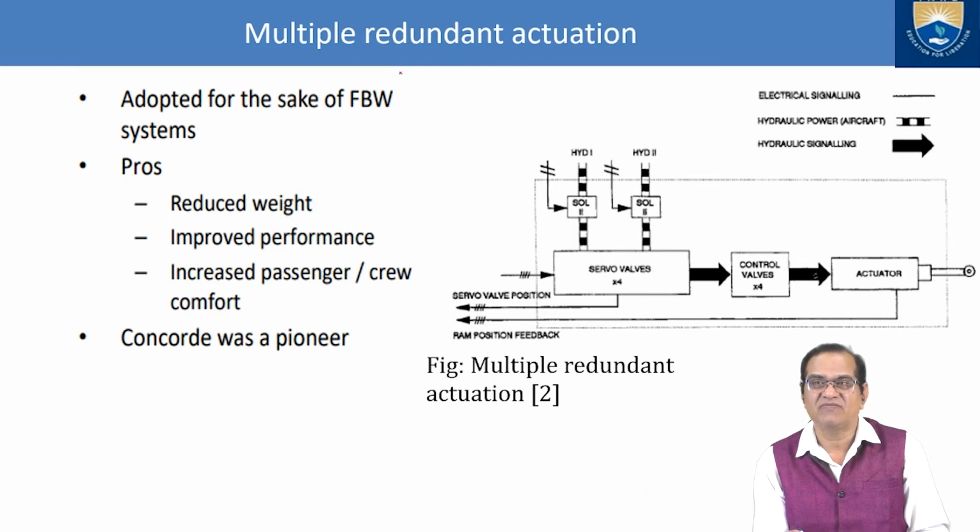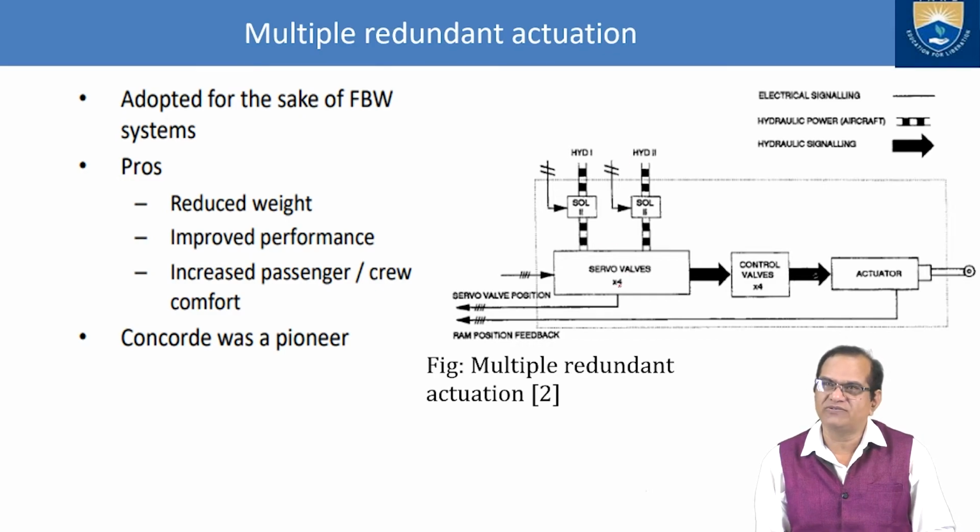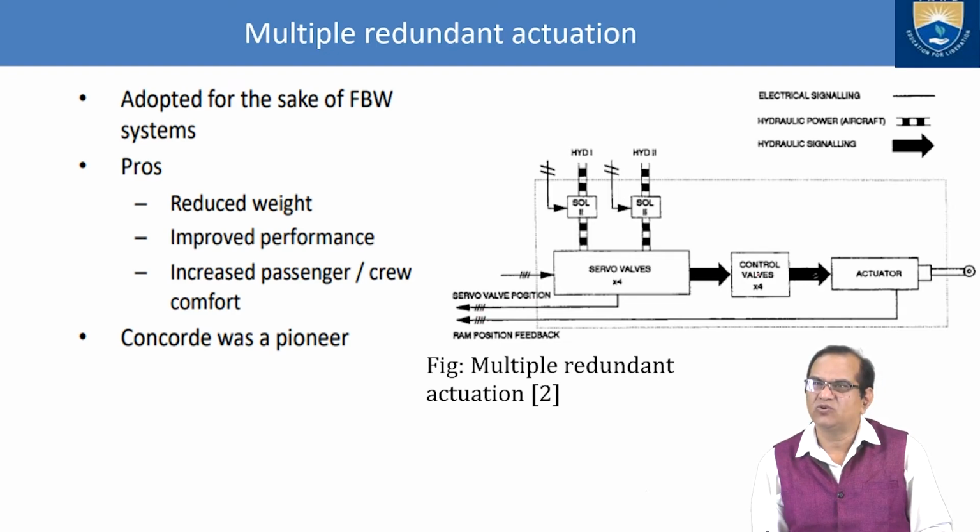as a fly-by-wire. Here you can see the servo valve. This is hydraulic system 1 and hydraulic system 2. Previously we had only one hydraulic system; here we have two. This will go to the servo valves. From here the servo valve position will change, then it will go to the control valves, then it will go to the actuator and it will move.